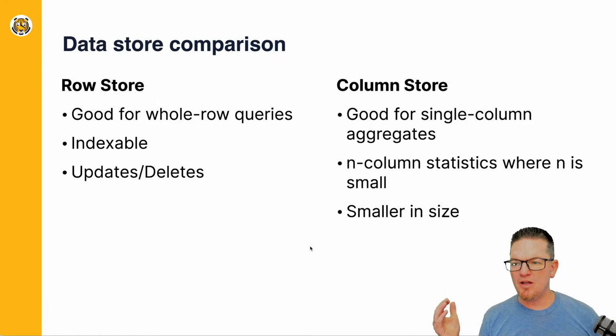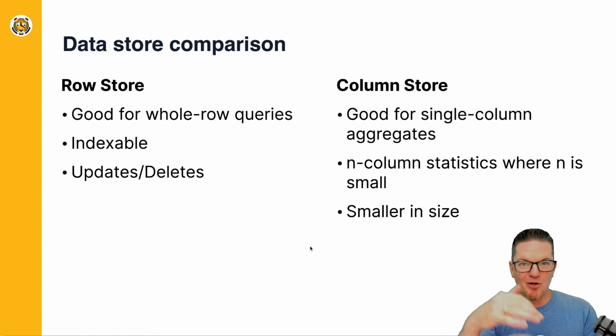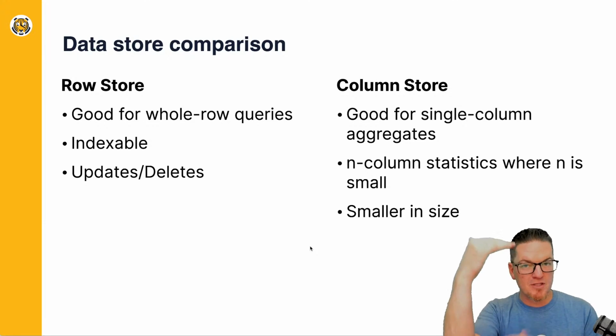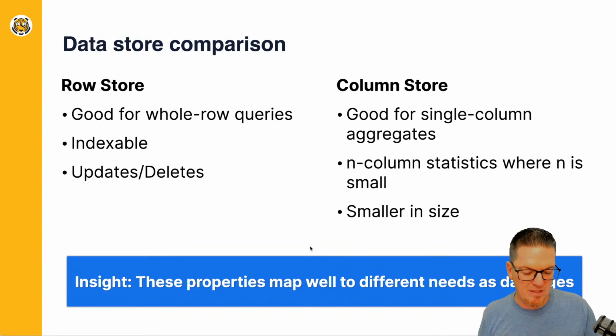So, row stores are really good for whole row queries. They're indexable. You can update them. You can delete them. Lots of things there. Column store is really good for single column aggregates, or a couple of columns. Statistics where you need to get something about a column. What is the histogram of this column for some period of time? Again, as long as you're doing a small number of columns. And typically, column stores are smaller in size because you can compress them much more easily.